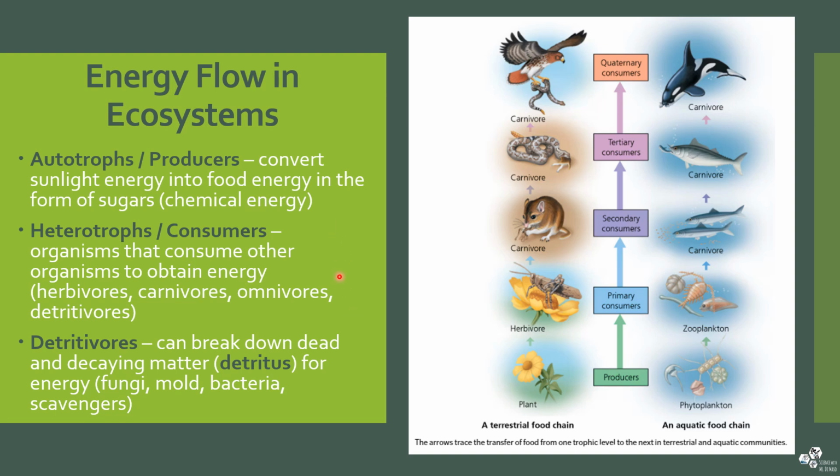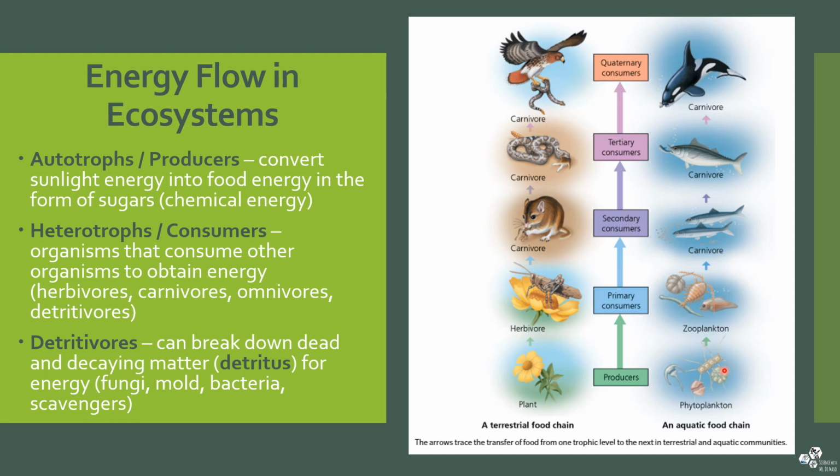Then we have our heterotrophs. These are our consumers, anything that eats a producer or eats another consumer. They have to consume another organism in order to get their energy. This is most of what we think of when we think of animals and fungi and bacteria. So these are our herbivores, the ones that eat plants, our carnivores, the ones that only eat other organisms like animals, omnivores, which can eat plants or animals, and then detritivores are the ones that break down dead and decaying matter. We call this detritus or detritus. I've heard both ways of pronouncing it.